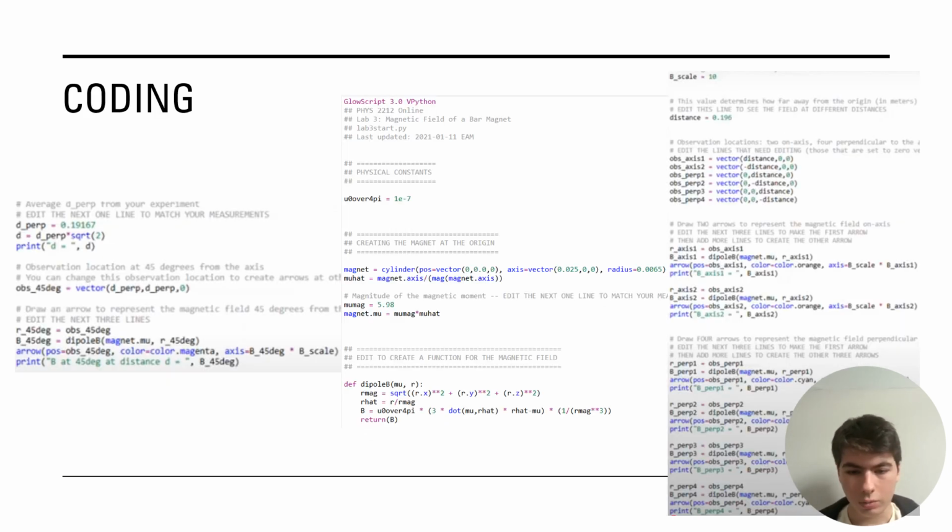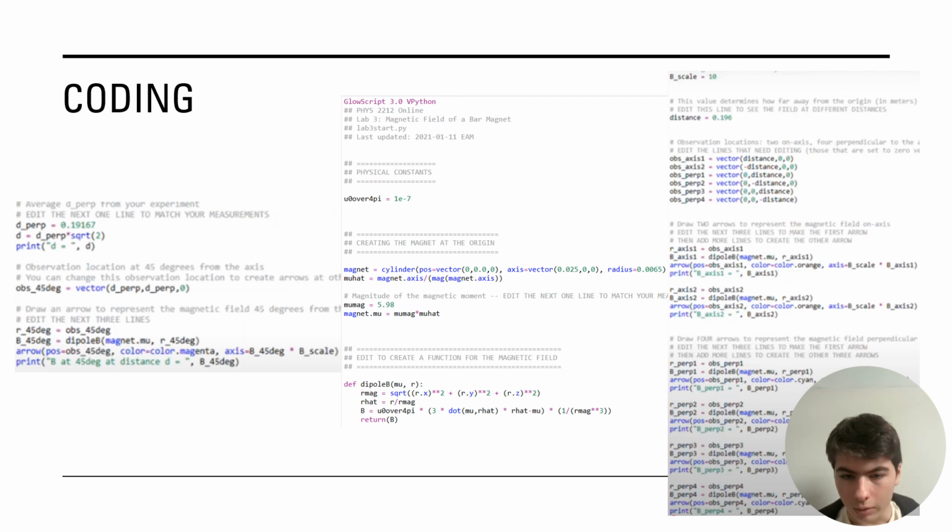In the middle section is where we start, where the top of the code is, and we didn't change much here. The only thing we changed was that we put the magnetic moment of the dipole, which we calculated as 5.98, over there, and then we calculated R mag by using the square root of Rx squared plus Ry squared plus Rz squared, and then did R hat as R over R mag, and then used the Biot-Savart law to calculate the magnetic field there.